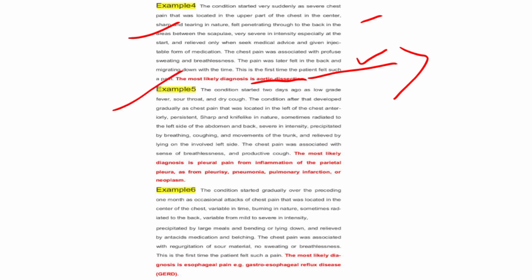Next, example number 5: the condition started 2 days ago as low-grade fever, sore throat, and dry cough. Note down the symptoms. The condition after that developed gradually as chest pain in the left anterior chest, persistent, sharp, and knife-like in nature, sometimes radiating to the left side of the abdomen and the back, severe in intensity, precipitated by breathing, coughing, and movement of the trunk, and relieved by lying on the left side. The chest pain was associated with cough and breathlessness. The most likely diagnosis is pleural pain from inflammation of the parietal pleura, from pleurisy, pneumonia, pulmonary infarction, or neoplasm.